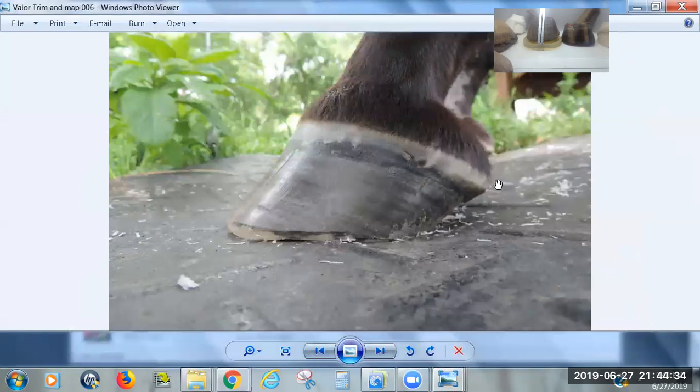No, this is healthy. Bulbs supported up off the ground. Look, even the horn tubules are growing at a pretty good angle. Look, the heel is not really run forward that much.